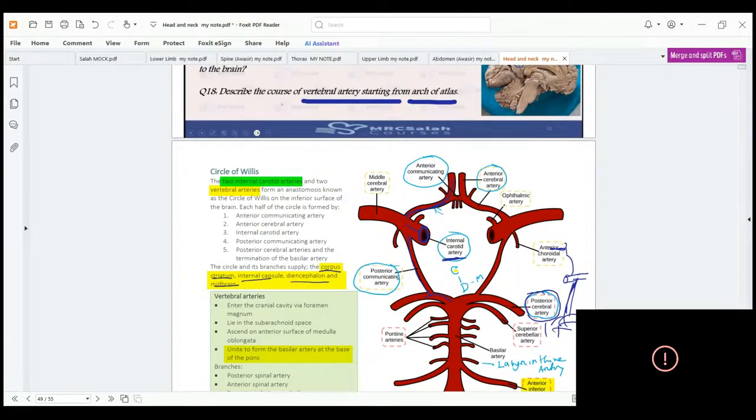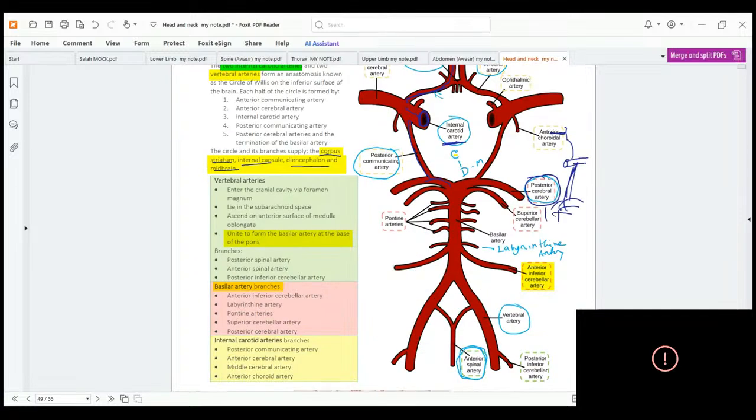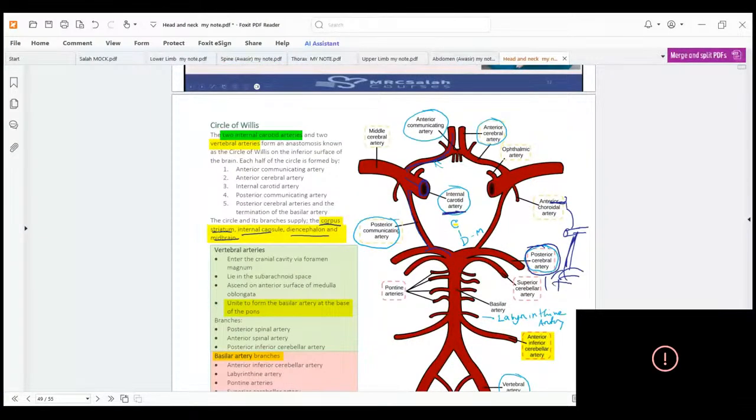Yes, this is the vertebral artery and the basilar artery. Then the posterior cerebral artery and the posterior communicating artery. If there is an aneurysm of the posterior communicating artery, then the internal carotid artery, and then the middle cerebral artery. From here will go the anterior cerebral artery, and in between, the anterior communicating artery.